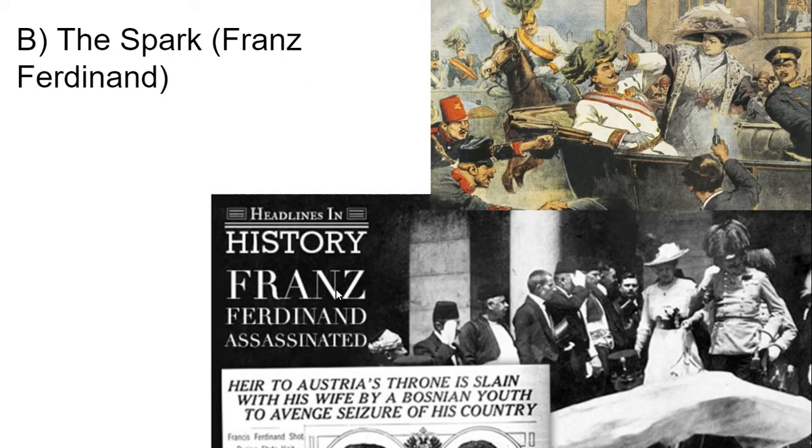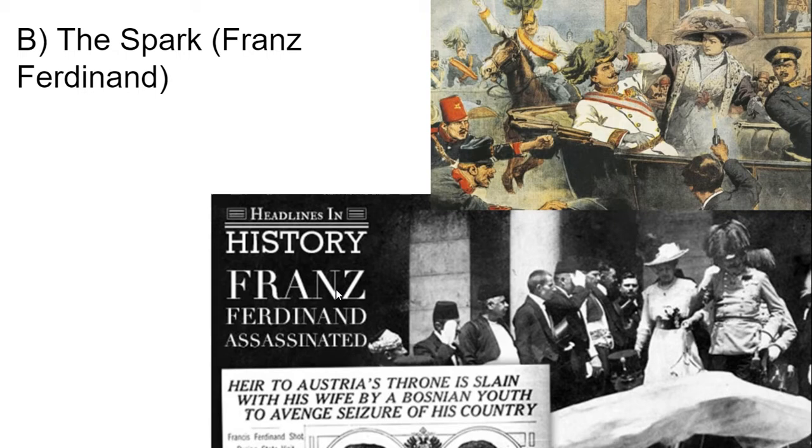So the spark that started the war was the assassination of Franz Ferdinand. Franz Ferdinand was the heir to the Austro-Hungarian throne, the nephew of Franz Joseph, the Austro-Hungarian emperor. And he was assassinated by a Serbian nationalist who may have had ties to the Serbian government, who was hoping to basically expand Serbia's power and get themselves out of the thrall of the Austro-Hungarian Empire.